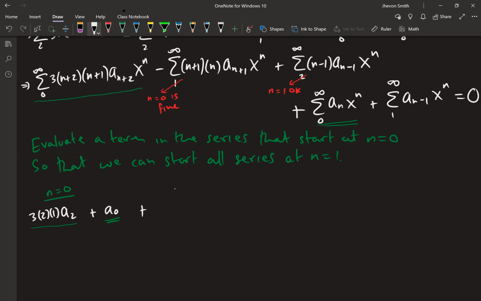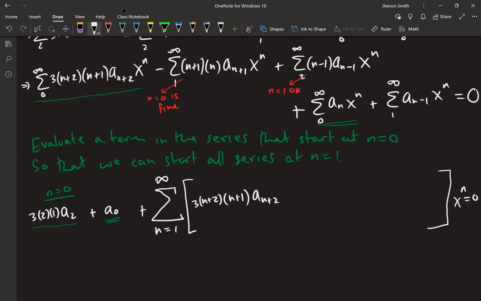Now I can start all the series from 1 and combine everyone, because they all have the power x to the n and they all start from 1. So now I can actually start grouping all these together: 3 times n plus 2 times n plus 1, a sub n plus 2, minus n plus 1, a sub n plus 1, plus n minus 1, a sub n minus 1, plus a sub n minus 1.